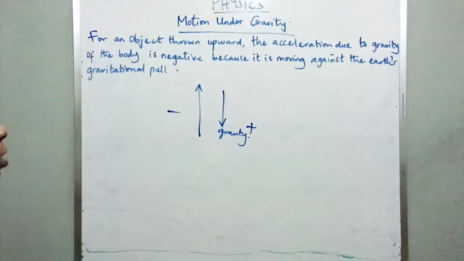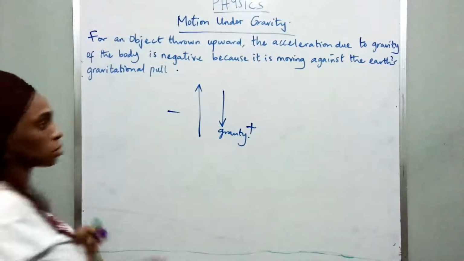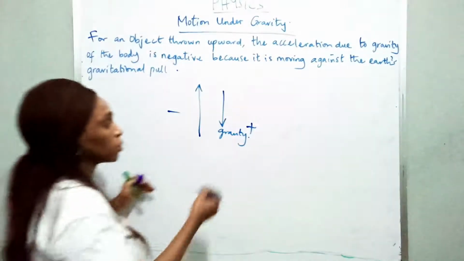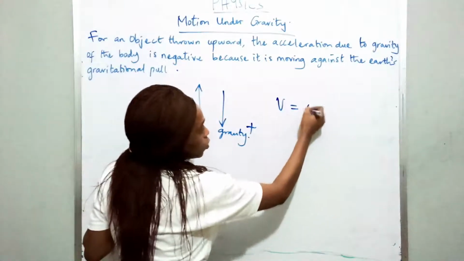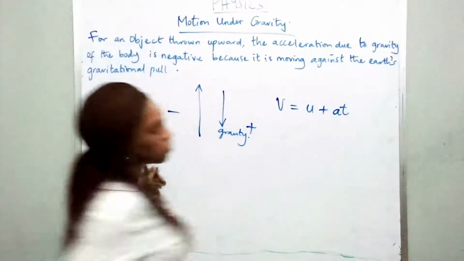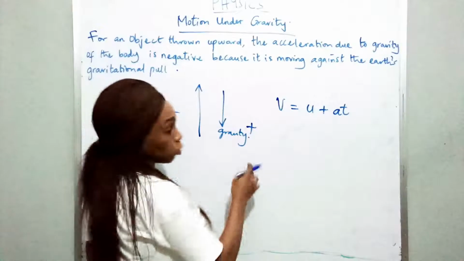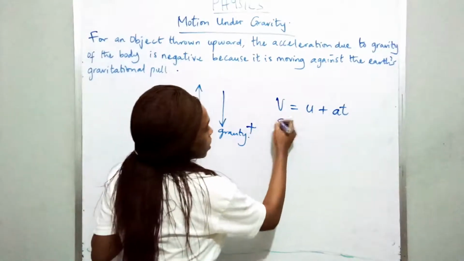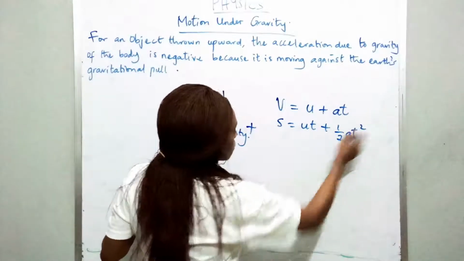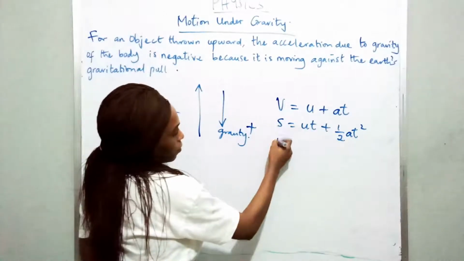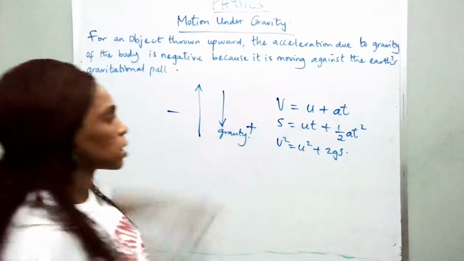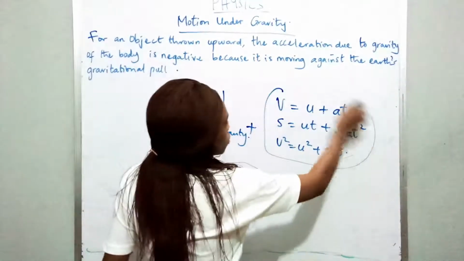So for motion under gravity, there are basically three equations, just like the three equations of motion that we discussed earlier. We have V equals U plus AT. Okay, I'm just going to state the three equations, then I'll show you the differences. So we have S equals UT plus half AT squared, and then we have V squared equals U squared plus 2AS. Now, these are the three equations of motion.